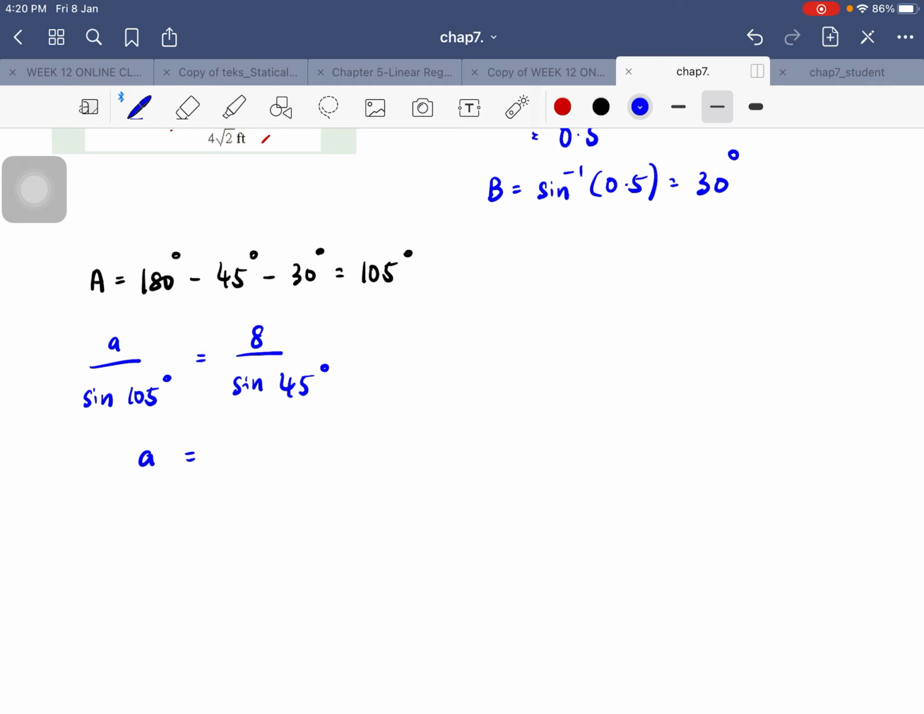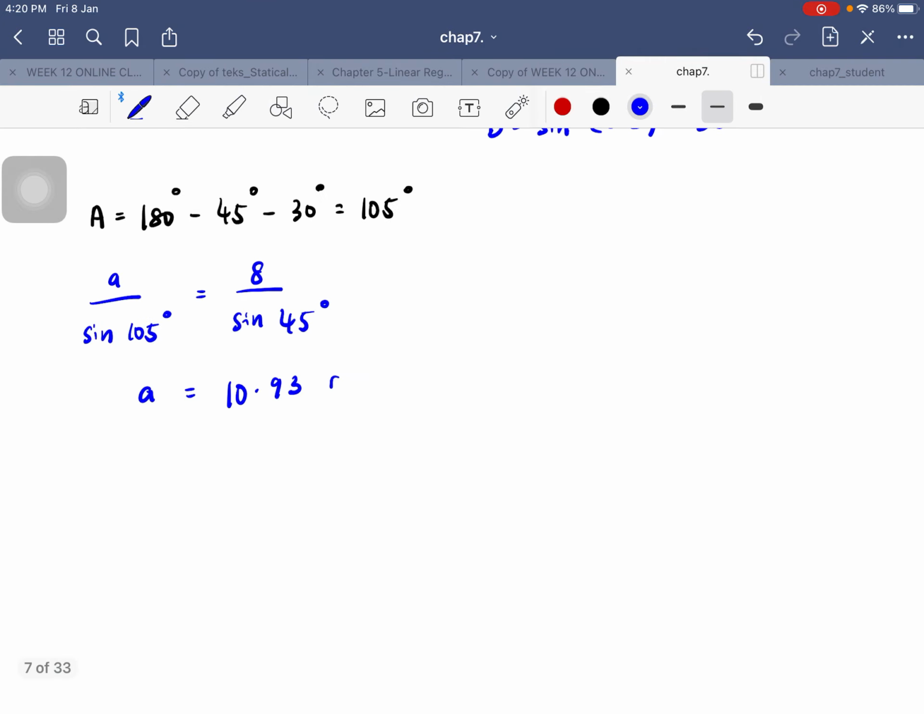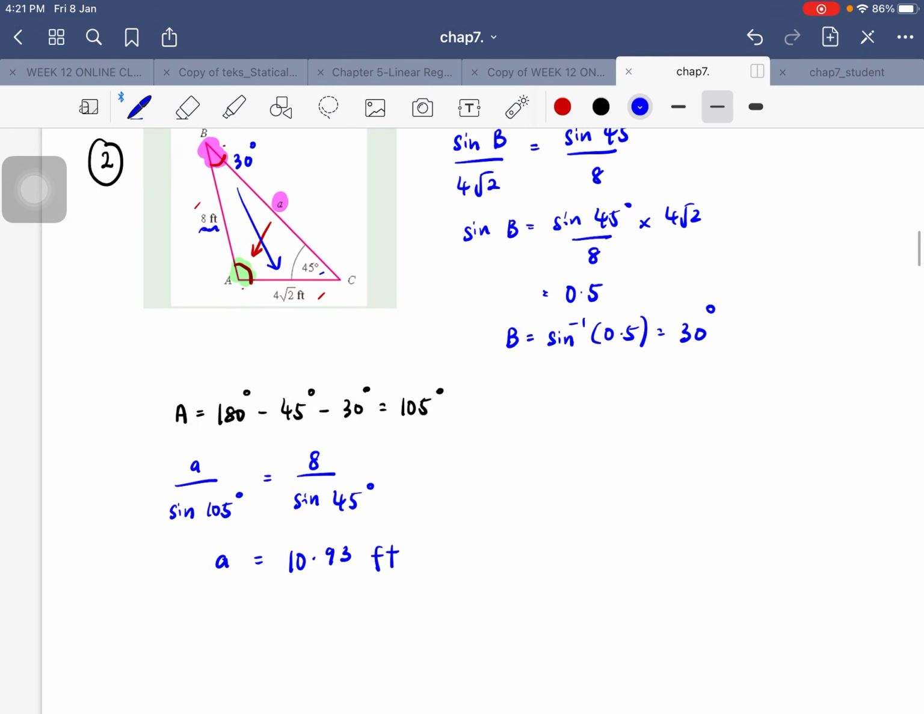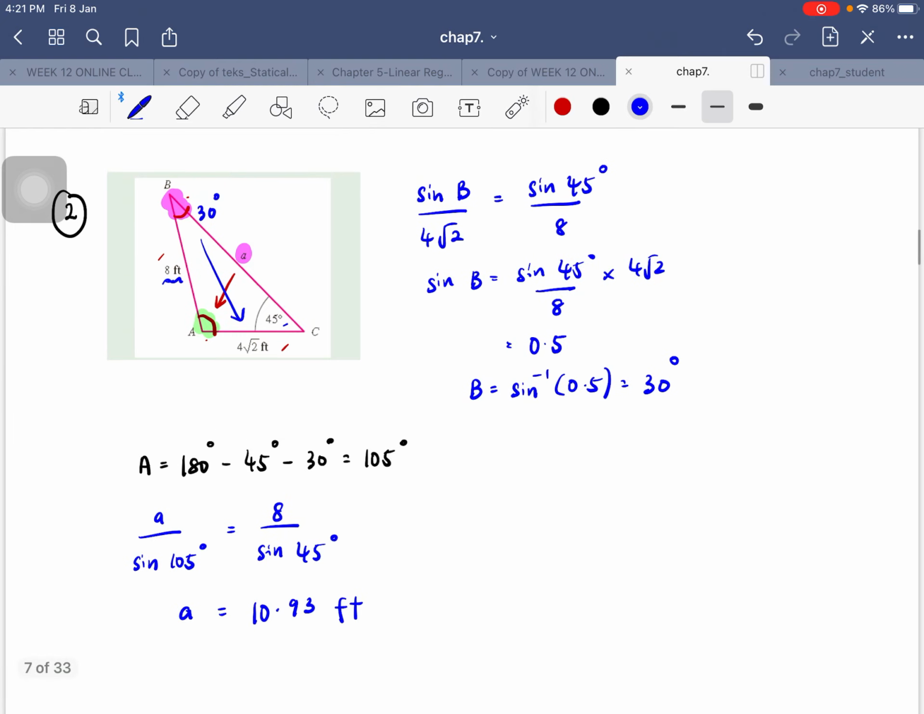So that is going to give us a value of 10.93. And the unit in this case is given in terms of feet. So 10.93 feet is going to be our value of small a. Okay, so that's it. We already found everything. We have all the sides, we have all the angles, and we have answered whatever is required in the question. So that is in terms of sine law.